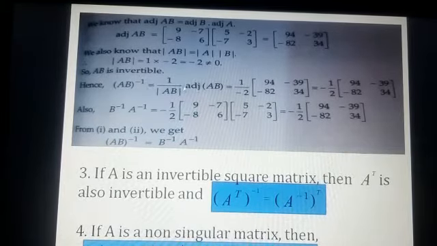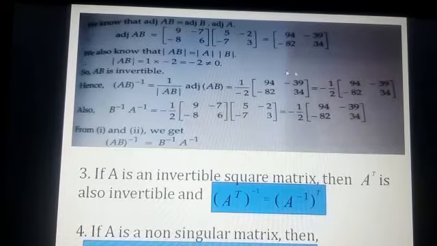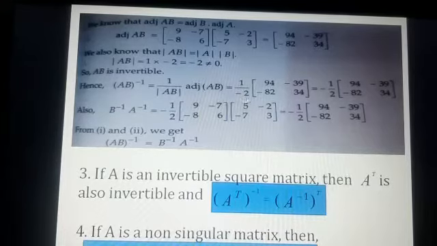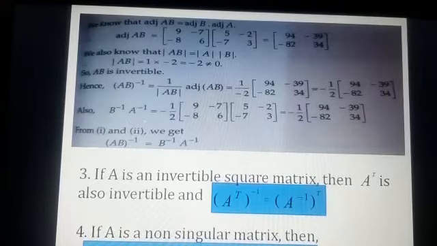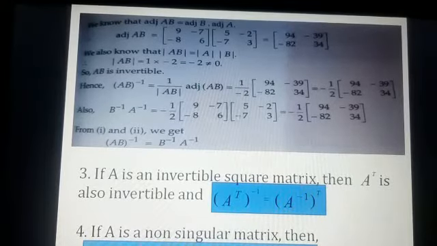So (AB) inverse is equal to adjoint of AB divided by determinant of AB. This is the adjoint of AB, and this is the determinant of AB, minus 2. So this is (AB) inverse. On the right hand side, we have to find B inverse into A inverse. This is B inverse, this is A inverse.